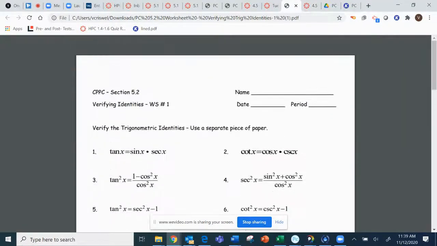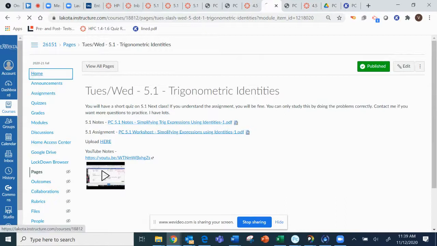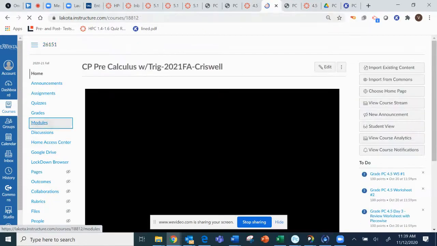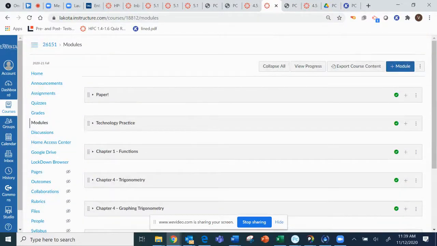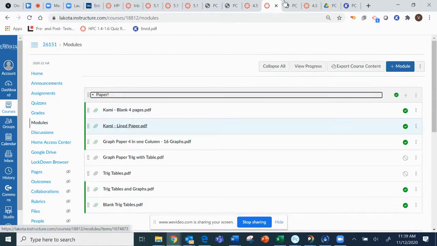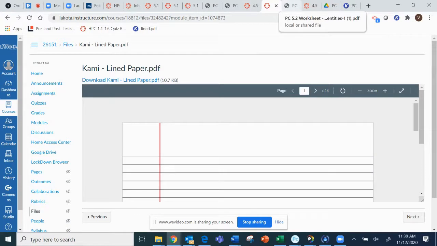Okay, so that's what I was talking about: in our modules, we have paper. If you go to the beginning of the modules, oops, I went to the home. I went to the wrong spot. In modules, we have paper, and towards the top, you'll see lined paper. Cami lined paper. It's 4 sheets of Cami lined paper if you're using Cami. And you can zoom in as far as you need to. So that would be a good place. If you're just doing it on paper, then you can use as much paper as you want.